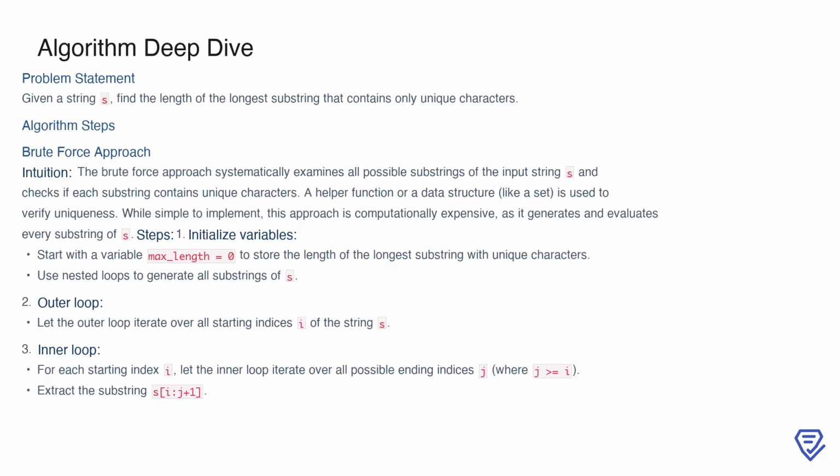For each combination, we extract the substring using slicing. This straightforward method ensures we don't miss any substrings, but it comes at a computational cost, as we'll see shortly.